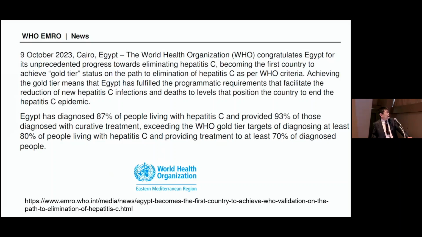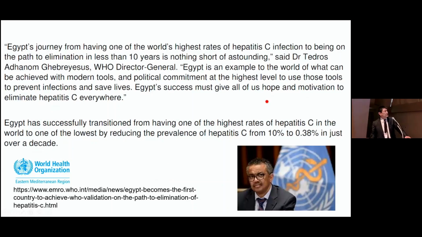This is a WHO announcement made last October to congratulate Egypt. Egypt has diagnosed 87% of people living with HCV and provided 93% of those diagnosed with curative treatment. So this means exceeding the WHO gold target of diagnosing at least 80% of people living with hepatitis C and providing treatment to at least 70%.